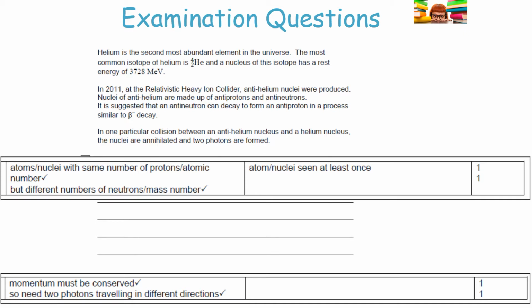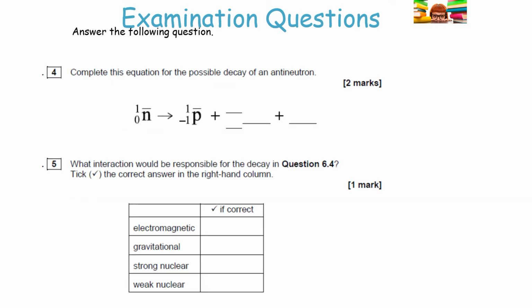So the only way you can get a 0 momentum value for two moving objects, the photons, is to have the two of them go in opposite directions. Therefore one has a positive momentum, one has a negative momentum, and they'll cancel each other out. Let's look at the next question.